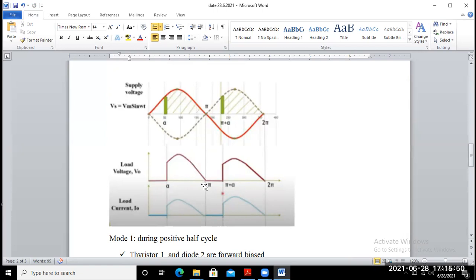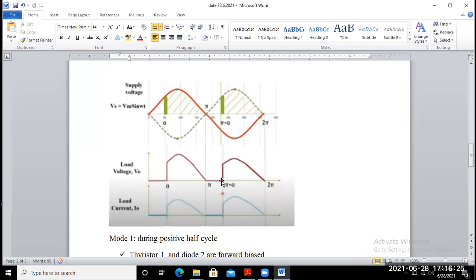What will happen again here at pi? The negative polarity starts, reversing the voltage of SCR1 and diode 2, so conduction does not continue because we do not fire SCR2. At pi the voltage reverses, so SCR2 and diode 1 are in forward bias, but the SCR does not start conduction because we do not provide the gate pulse at this instant.